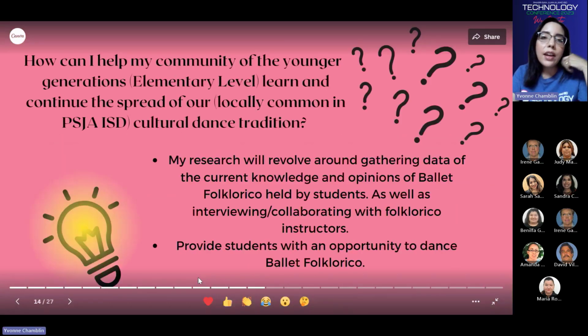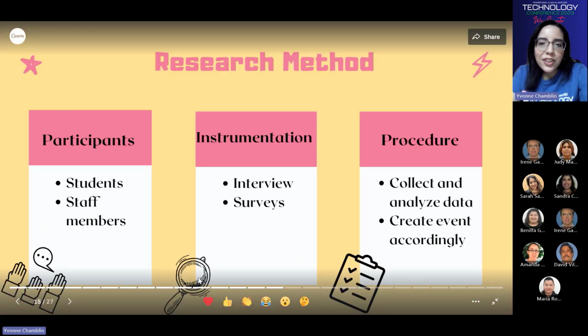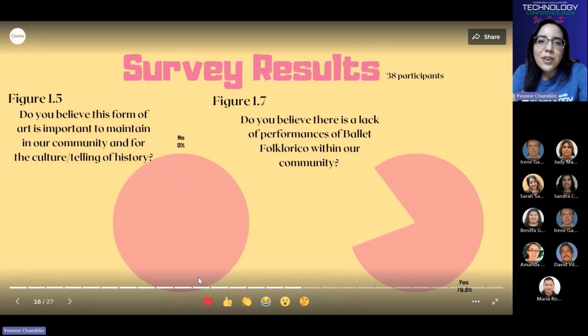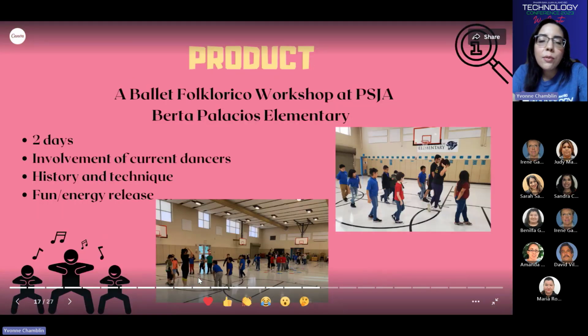It said, how can I help my community of the younger generations, elementary level, learn and continue the spread of our locally common PSJA cultural dance tradition? We have a wonderful fine arts department, so she had a lot to say. So here are some graphs. Now she doesn't have a lot of graphs, but what she did have, everyone, was observations. That was more along the lines of her method: qualitative data through observations.